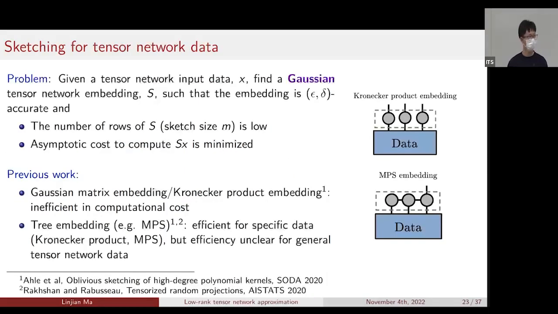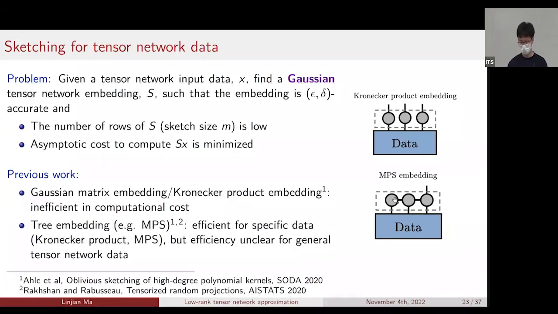This brings us to a problem that we solved recently. We are given a tensor network input data X. This can be an arbitrary or general tensor network. We want to find some tensor network embedding S such that the embedding is both accurate and efficient. The efficiency has multiple parts. We want the sketch size of S to be very low so that later downstream tasks can be performed efficiently, and also the cost of doing the sketching, basically multiplying S by X, to be minimized.